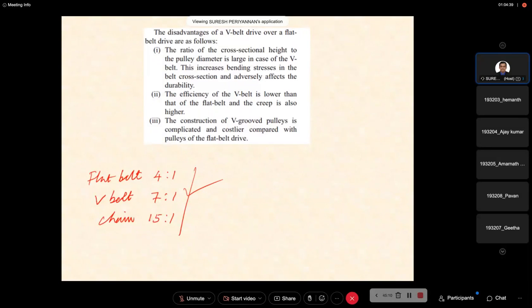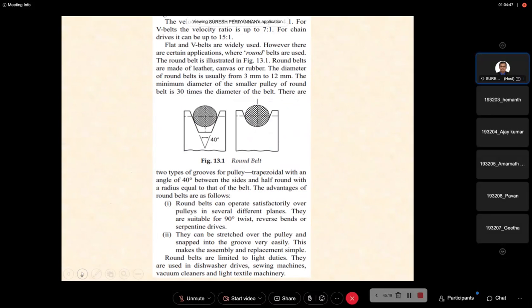This kind of application and this information you should know. It will be very useful in your competitive exam as well as our objective type exam. Okay. Now we come to the rope drive. So far we have discussed only the flat belt and V belt. Now briefly we are going to discuss the rope drive.